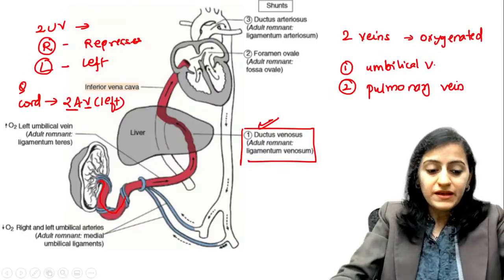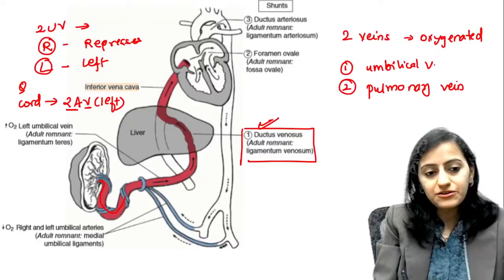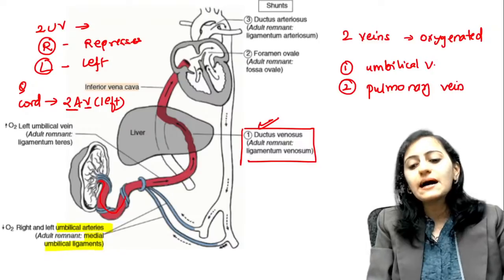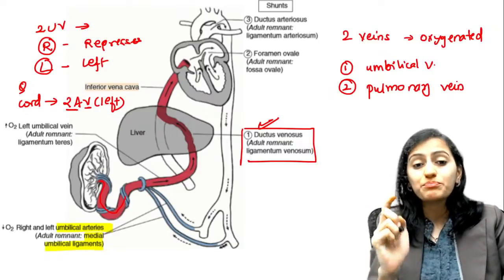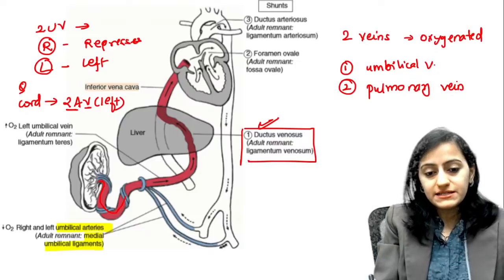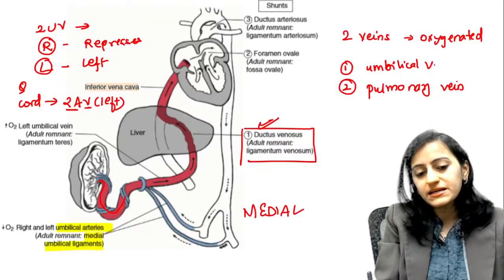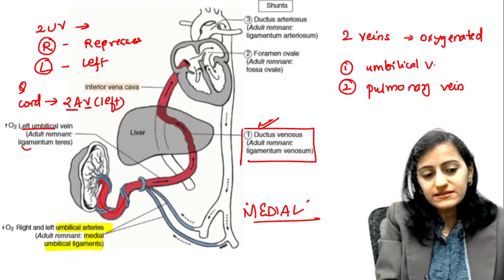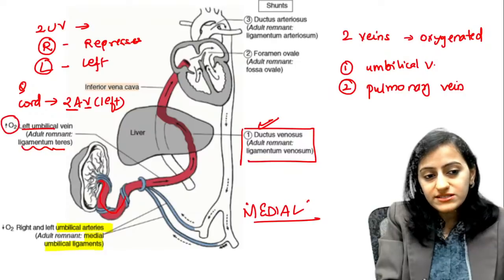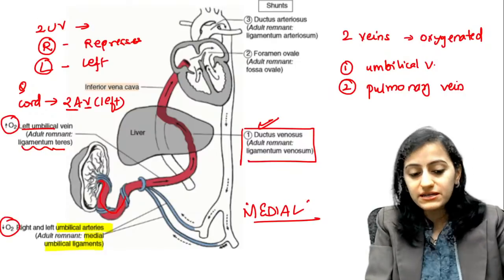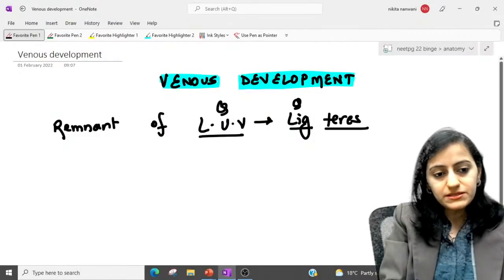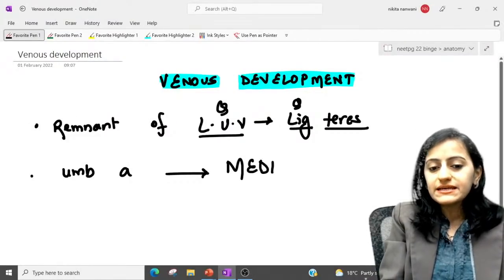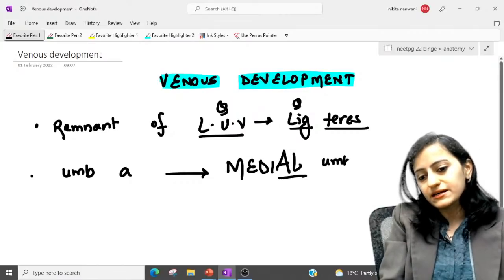Very, very important. And what is the remnant of the umbilical arteries? It is your medial umbilical ligament. Remember it is medial, not the median. It is not median. Median is urachus. Left umbilical vein is ligamentum teres and it is oxygenated. This is the deoxygenated umbilical artery. Another point to be remembered, the umbilical arteries' remnant is the medial, not median, umbilical ligament.